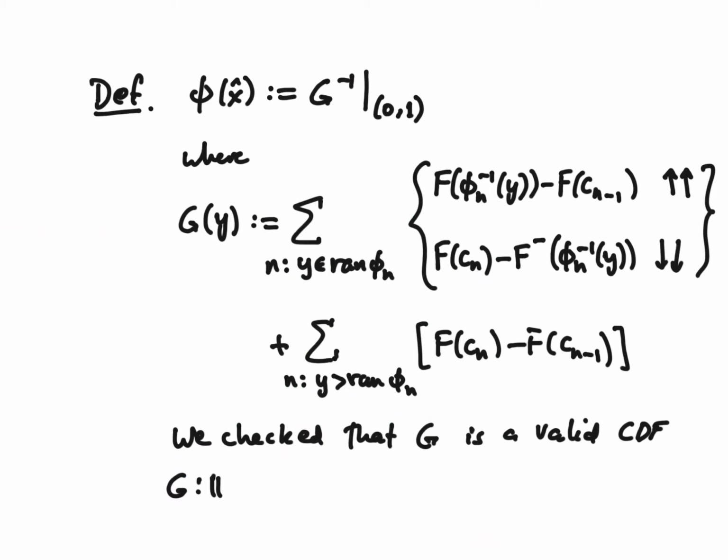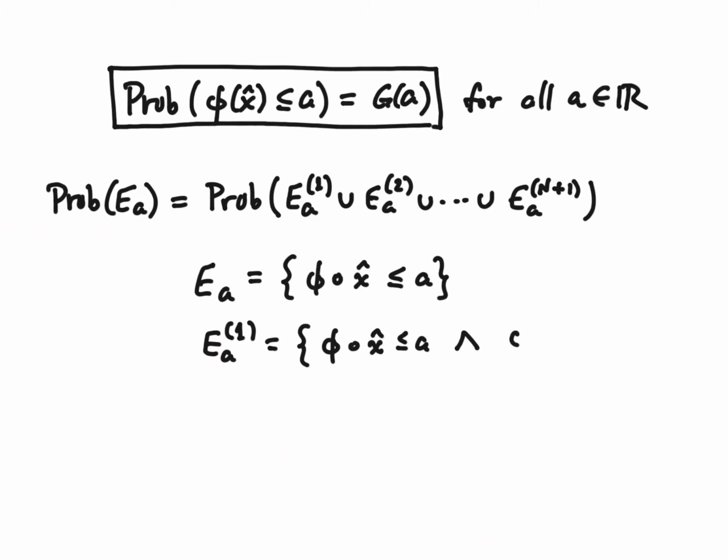E sub A is the event that phi composed with x hat takes a value less than or equal to A. And then E sub A1 is going to be the event that the same thing happens, but at the same time, x hat acquires a value between C0 and C1. And then E sub A2 would be the event that the same thing happens, and at the same time, x hat acquires a value greater than C1, but less than or equal to C2. And so on. The last one would have the same circumstance, with x hat between Cn and Cn plus 1.